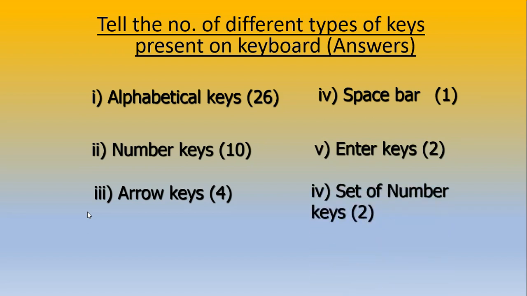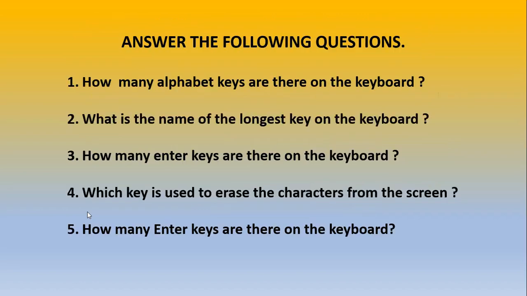How many sets of number keys are there? There are 2 sets of number keys on the keyboard. This also you have to keep in mind. There are 2 sets of number keys. One on the top of the alphabet keys and one on the right side of the keyboard. That is also called the numpad.